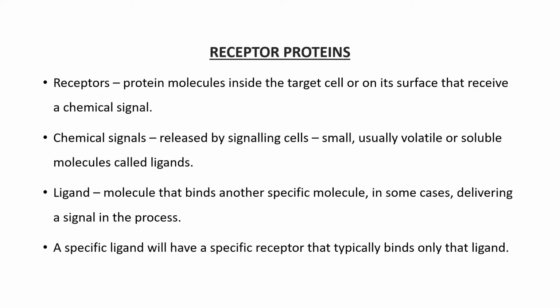Now, moving on to the other variety of membrane proteins, these are called the receptor proteins. And these are the protein molecules that may be present inside a target cell or on its surface with the only purpose of receiving chemical signals.